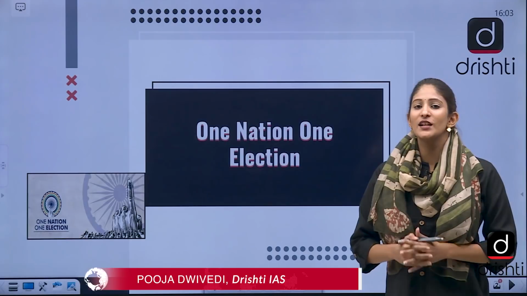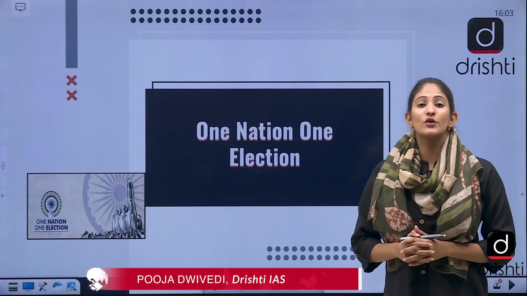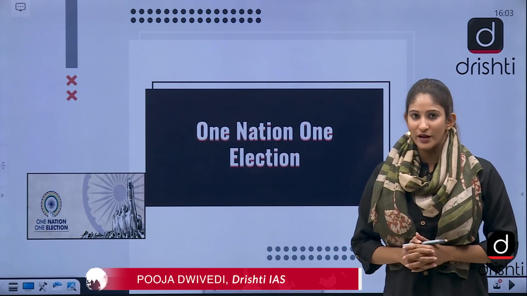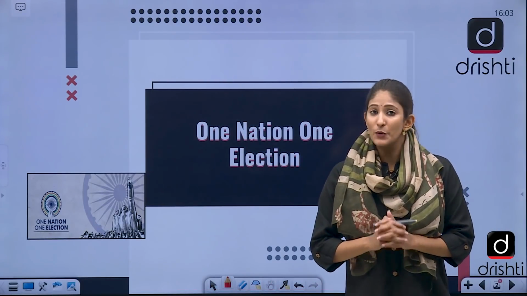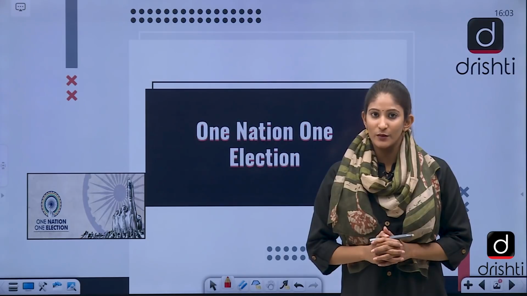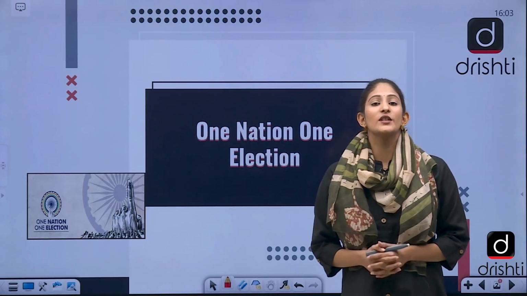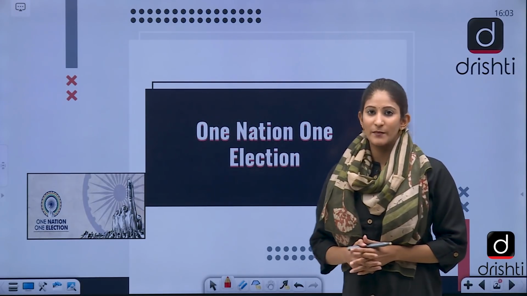I am Pooja Dwivedi, and in this segment today, we are going to talk about the concept of one nation, one election. This topic is important from the point of view of prelims, but mostly it is important from the point of view of GS Mains Paper 2. So let's begin with the topics of discussion step by step.